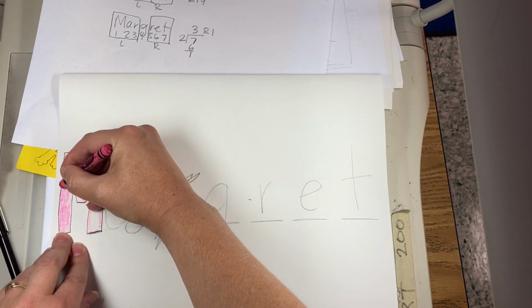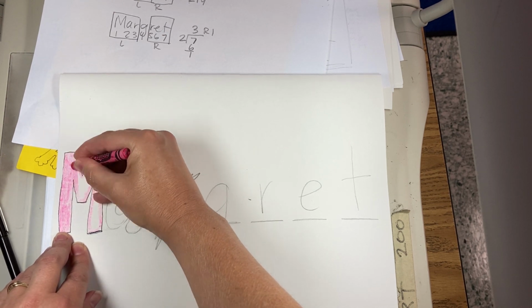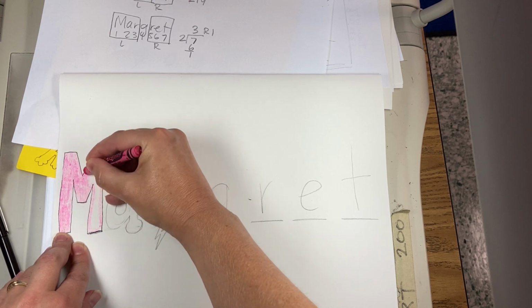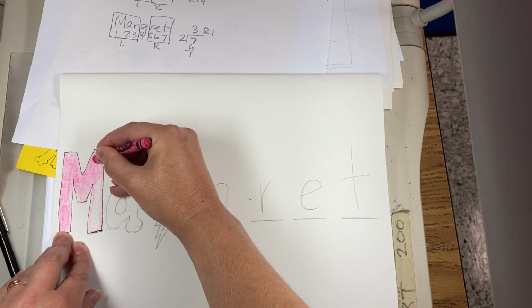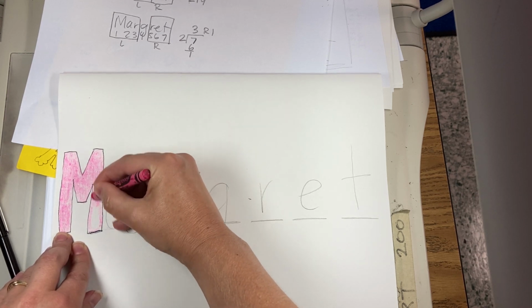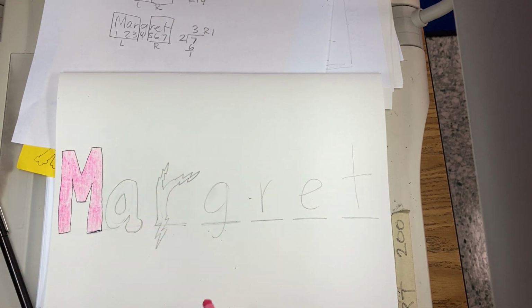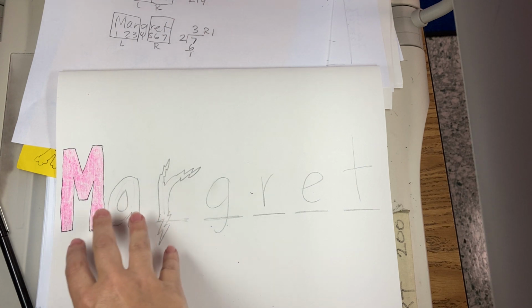That paper's making a little pattern behind here. Up, up, up. So I'm just doing little stripes, and that will fill in the color much more smoothly than if you go in several different directions. That is how you design your name.